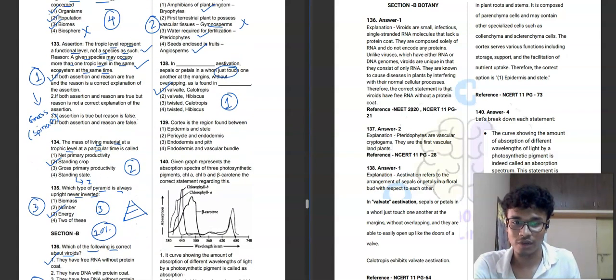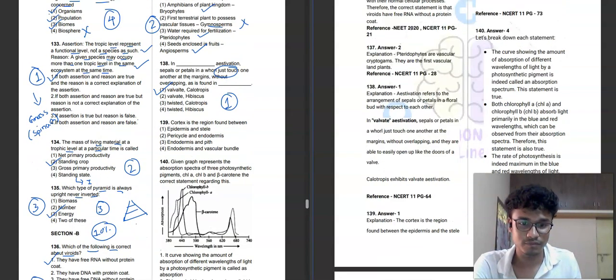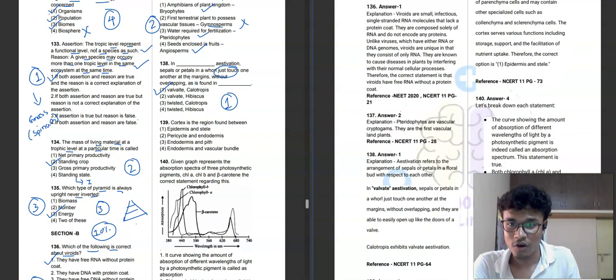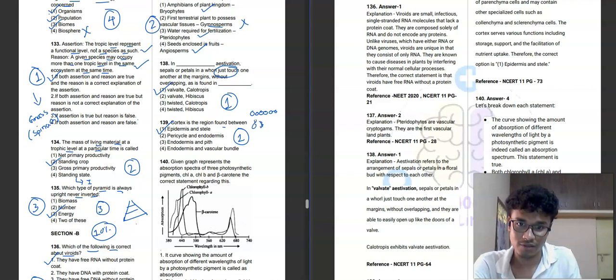Moving towards the next question, 139. Cortex is the region found between epidermis and stele. Basically, the cortex is a region found between epidermis and stele. The first option will be our correct answer for this question. So this is the epidermis layer, and this is basically the cortex. And below it, the stele part is present. So the first option will be our correct answer for this question.